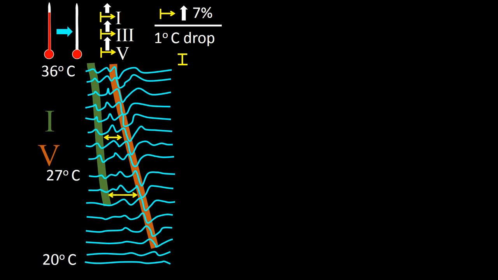Amplitude is also affected. The amplitude of the waves increases up to temperature going down to 27 Celsius degrees. After that, when the temperature keeps on dropping, then the amplitude of the wave starts decreasing. And usually by 20 degrees Celsius, all waves are absent.